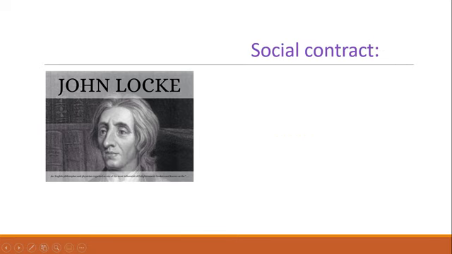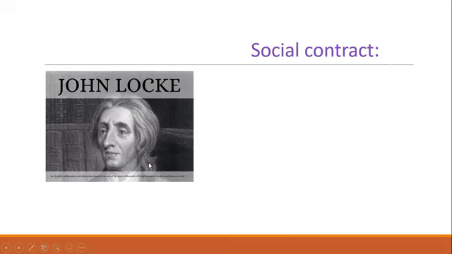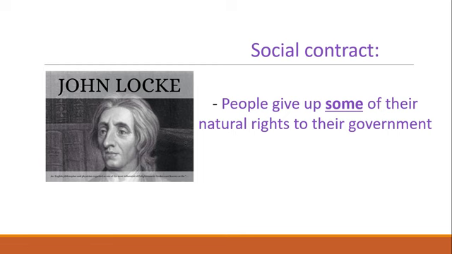What are his views on the social contract? So here we go. Locke's view on the social contract. What does he think about the social contract? Well, he says that people give up some of their natural rights to the government.